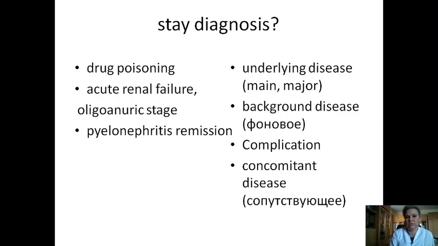In the left side, you must use main pathological processes: drug poisons, acute renal failure with oligoanuric stage, pyelonephritis remission. You must sort them into the main rubrics: underlying disease, background disease, complications, and concomitant disease.